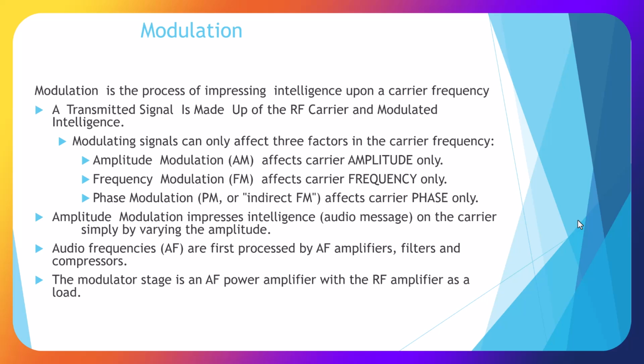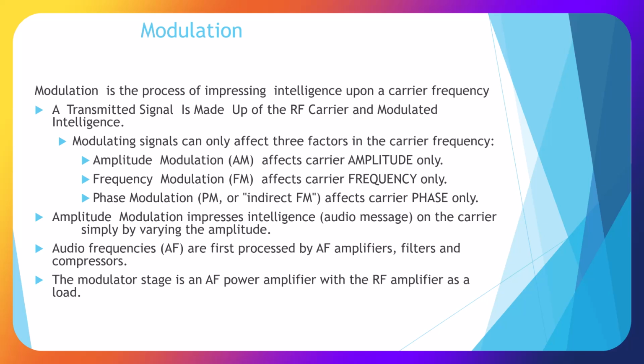Modulation is the process of impressing intelligence upon a carrier frequency. A transmitted signal is made up of the RF carrier and unmodulated intelligence. Modulating signals can only affect three factors in the carrier frequency. Amplitude modulation affects the carrier amplitude only.